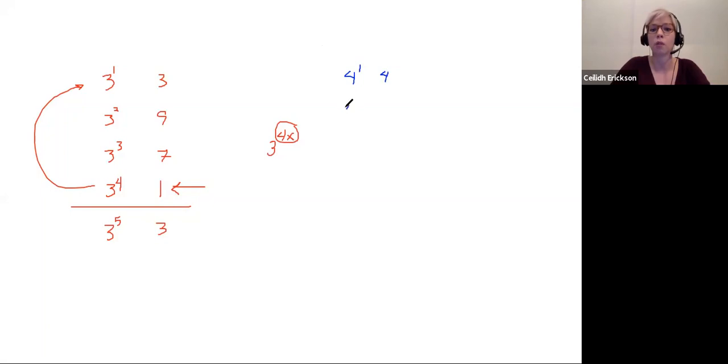4 squared, what's the unit digit? 4 times 4 is 16, so the unit digit is 6. 6 times 4, for 4 cubed, is 24. So hey, we're back to a 4. So 4s actually repeat every 2. And then some of them, like 5s, it'll just be 5, 5, 5, 5, 5. The 6 will be 6, 6, 6, 6, 6. So some of them repeat every 1.